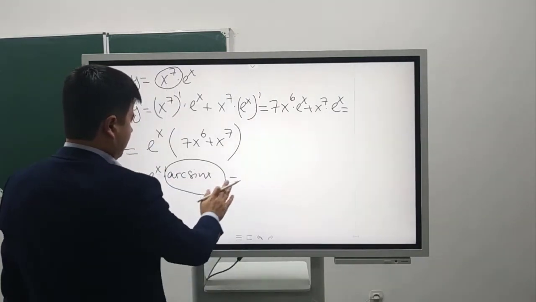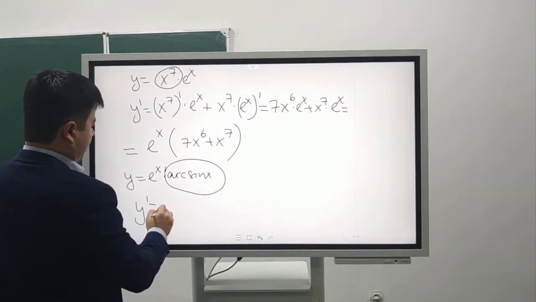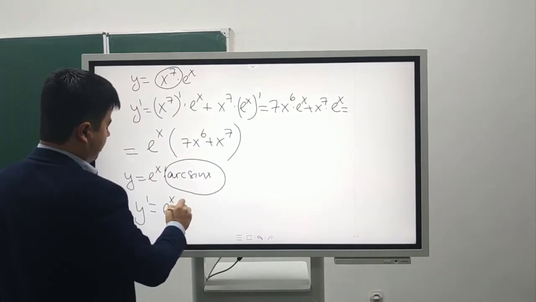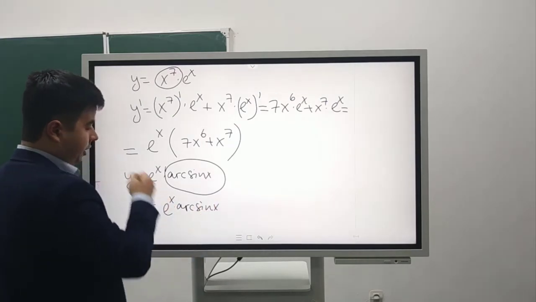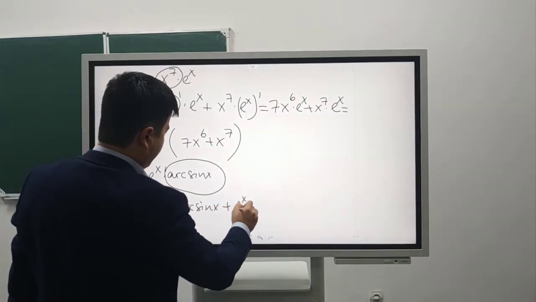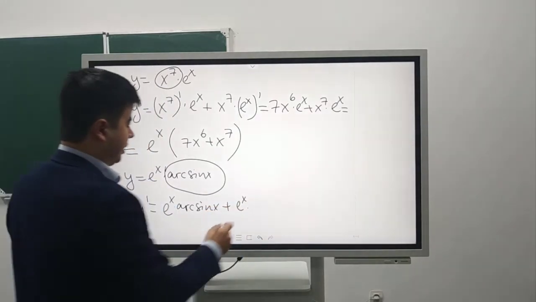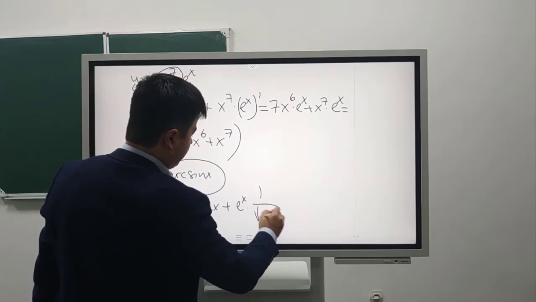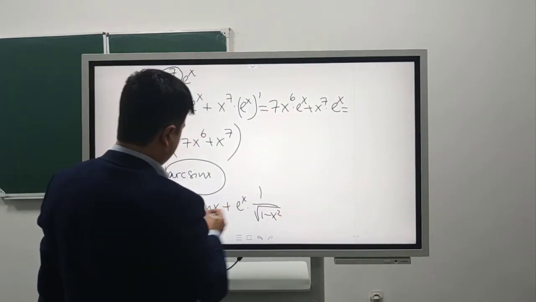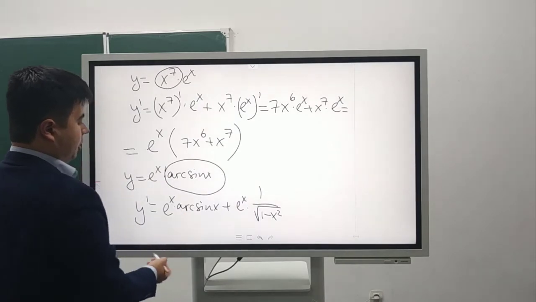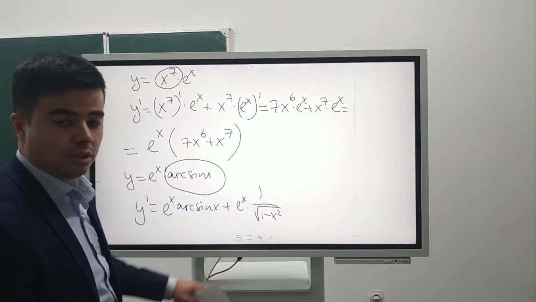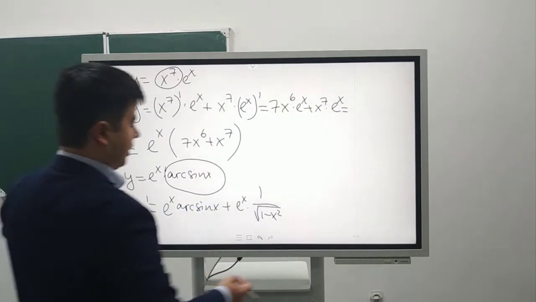Easily we can write here y prime. It is e to the power of x arc sine x, because the derivative of e to the power of x is again e to the power of x, and plus the next one, e to the power of x times the derivative of arc sine x, which is 1 over the square root of 1 minus x squared. Recall again the table. So we can factorize e to the power of x, take it out of the brackets, and have arc sine x plus 1 over the square root of 1 minus x squared. I think it's also clear.